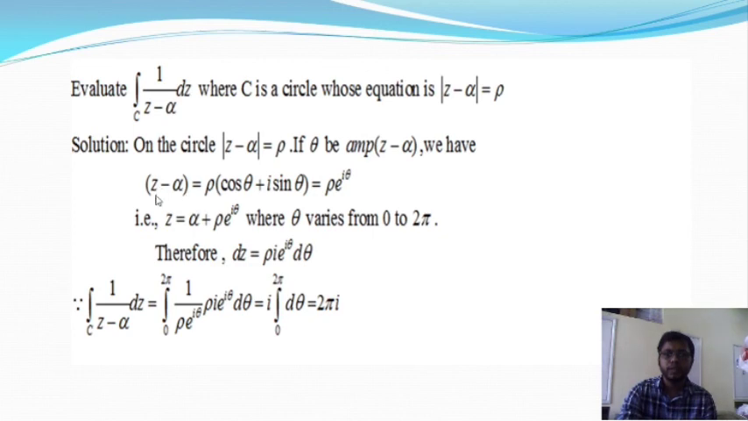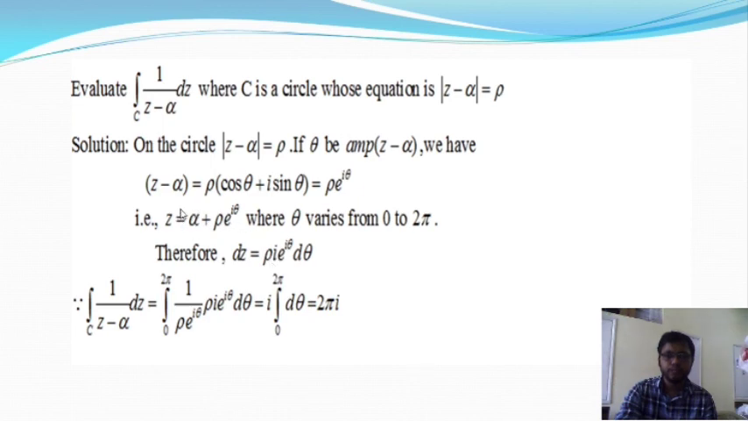This is the polar form of the circle. So z minus alpha is equal to rho into (cos theta plus i sin theta), that means rho into e to the power i theta, where rho is the radius and theta is the amplitude of the circle. This implies z is equal to alpha plus rho e to the power i theta, and theta varies from 0 to 2 pi. So this is actually the circle. For any circle where the beginning and end point are equal, theta varies from 0 to 2 pi.